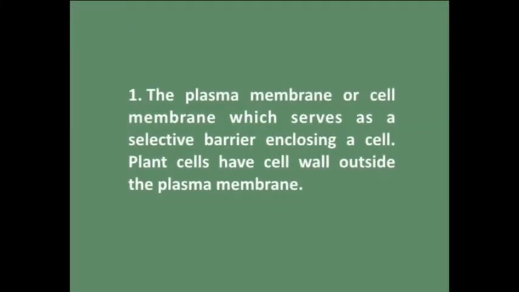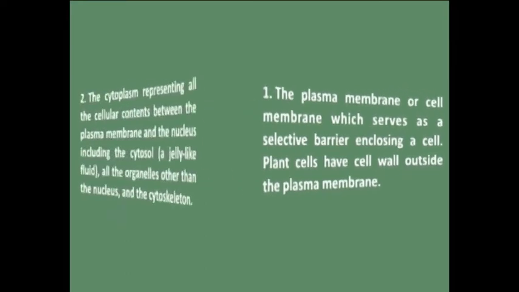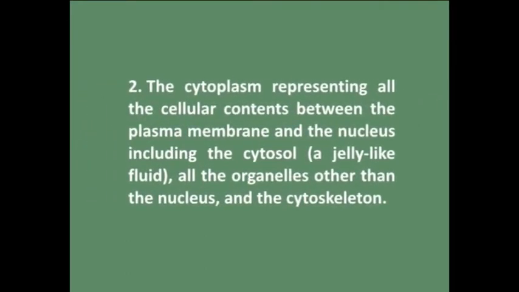Thus, a cell generally consists of three parts. The first part is the plasma membrane or cell membrane, which serves as a selective barrier enclosing a cell. Plant cells have a cell wall outside the plasma membrane. The second part is the cytoplasm, representing all the cellular contents between the plasma membrane and the nucleus, including the cytosol, which is a jelly-like fluid, all the organelles other than the nucleus, and the cytoskeleton.